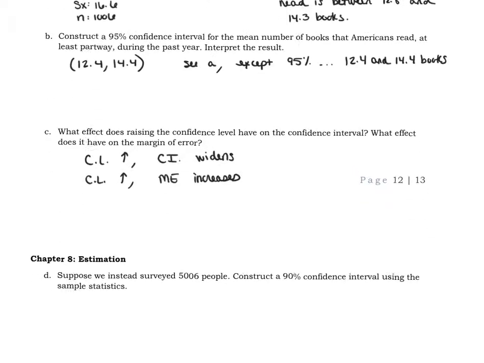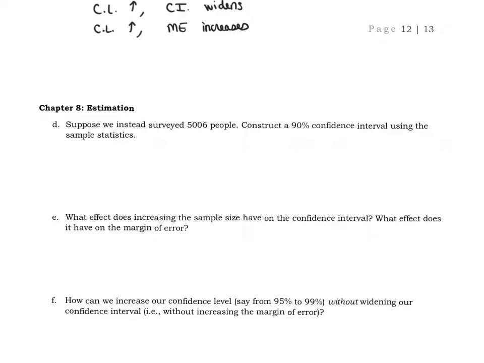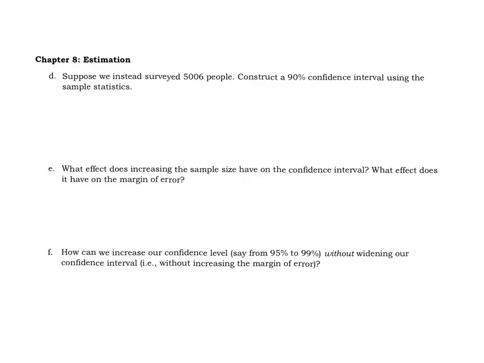Moving on to D. Let's say instead of surveying 1,006 people, we surveyed 5,006 people. Make a 90% confidence interval using those sample stats. So go back into your T interval, and this time change your N to 5,006. You can leave the 90% confidence level from the previous question. At this point, we've got 13.0 on the low end and 13.8 on the high end. It does not say we need to interpret it. We've done 2 interpretations. That's enough.